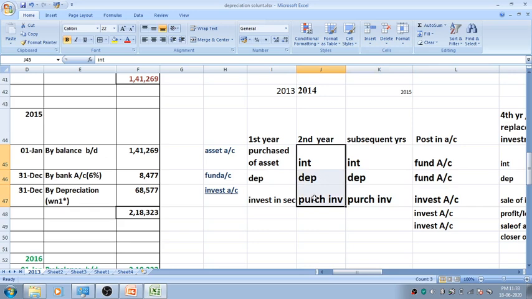Since we have seen what are the journal entries in the second year, we will do posting of second year journal entries.